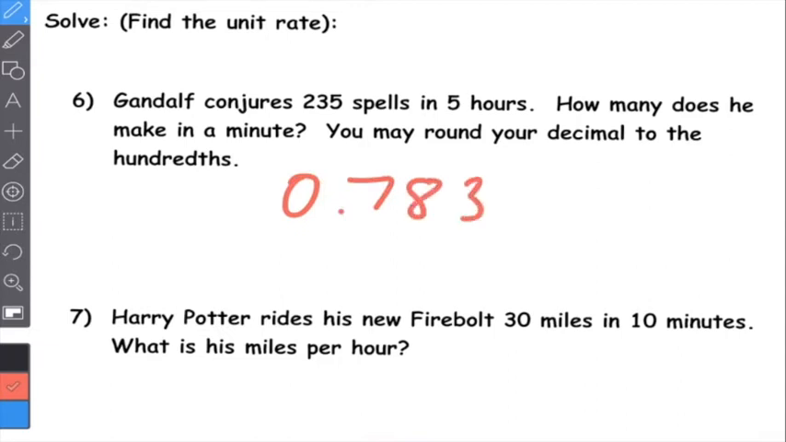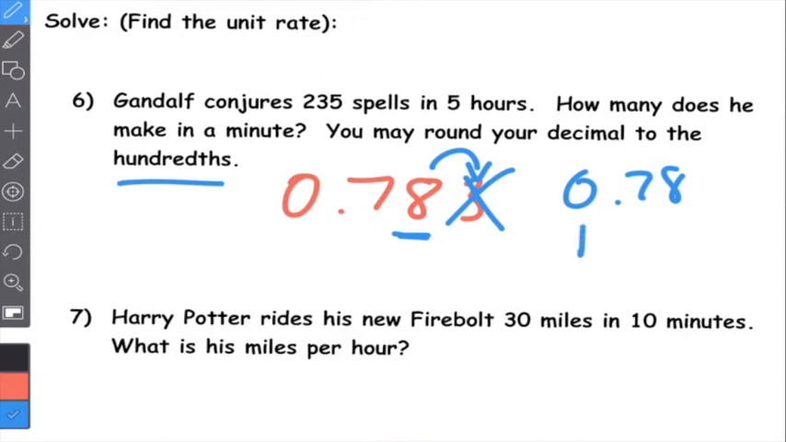0.783 or 783 thousandths. But what you need to do is round to the nearest hundredths. So I look at the 8, look at the 3. The 3 tells me that I need to drop off. So it's going to be 0.78 or 78 hundredths per minute is going to be your answer.